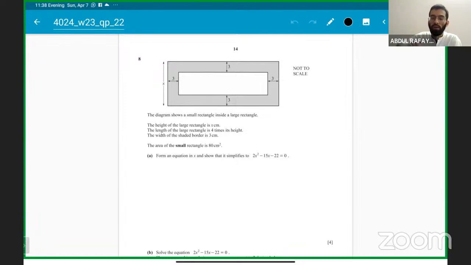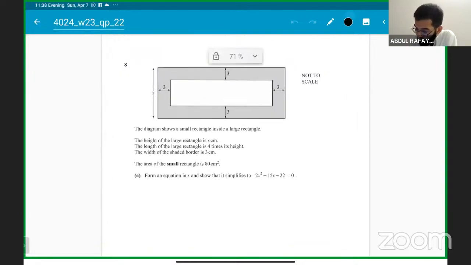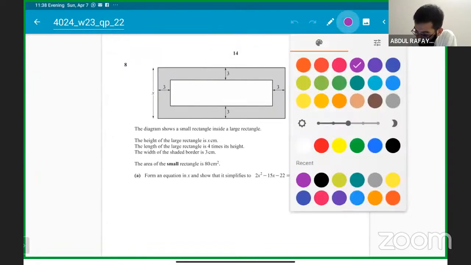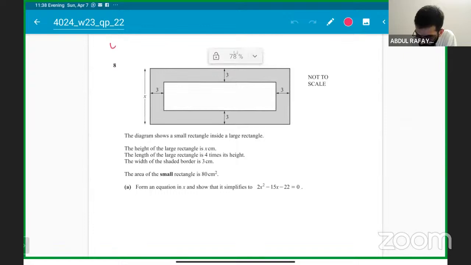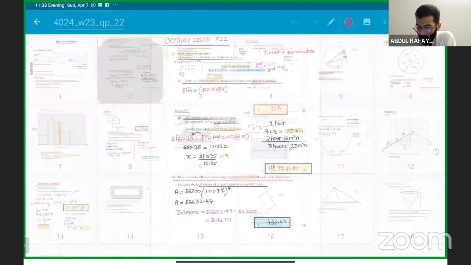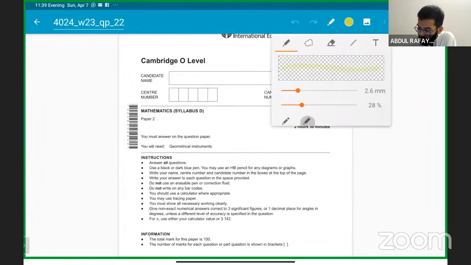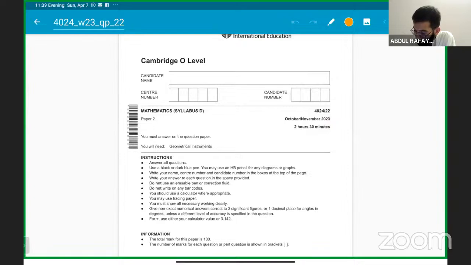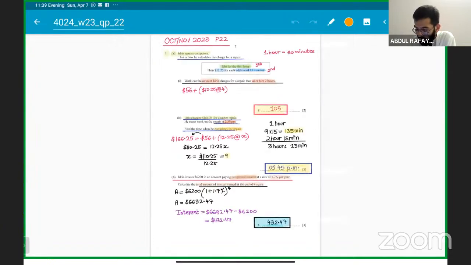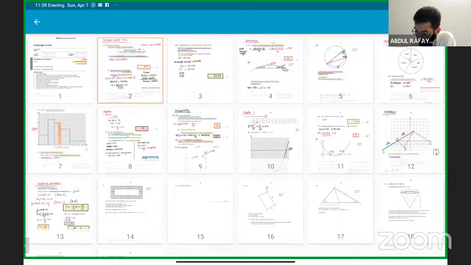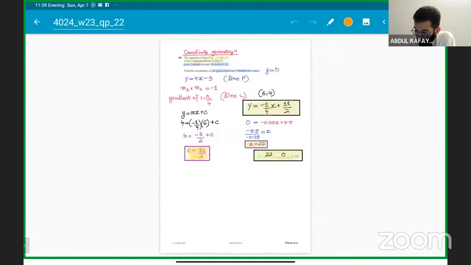So this is basically October, November 2023, and this is the continuation. We have already done questions 1 to 7 of this most recent paper, October, November 2023, for 4024 Paper 2 Variant 2, 2 hours 30 minutes. The total marks are 100. So we already solved questions 1 to 7, and now we are talking about question number 8 onwards.